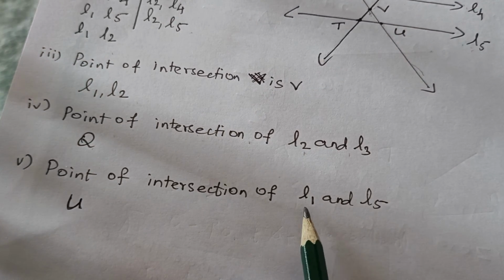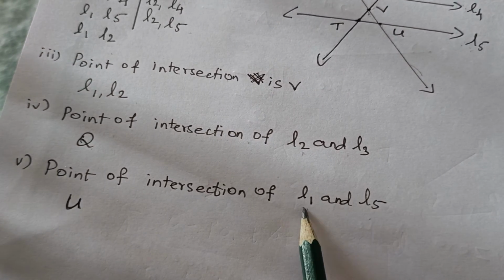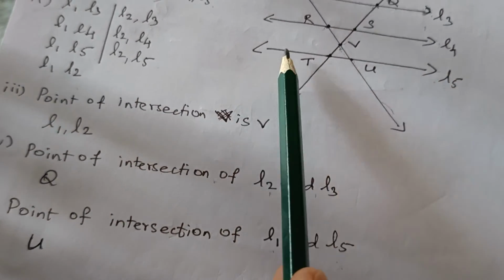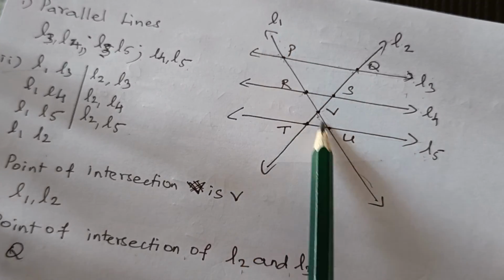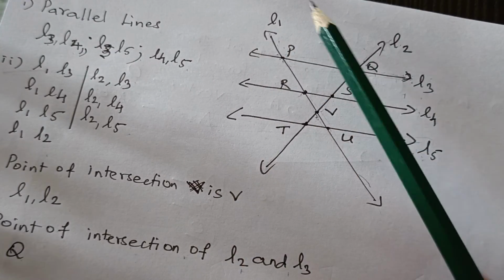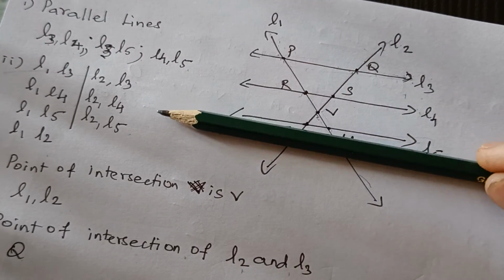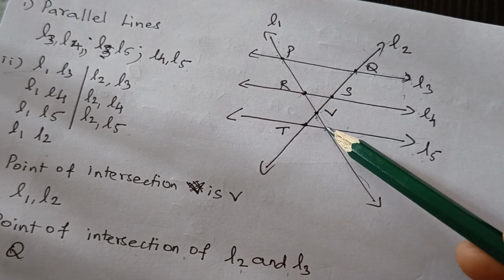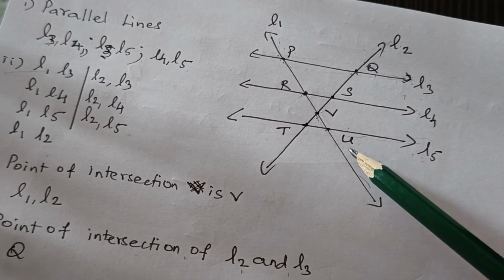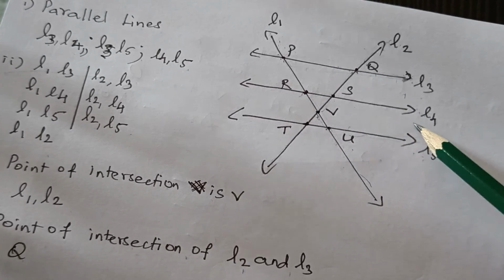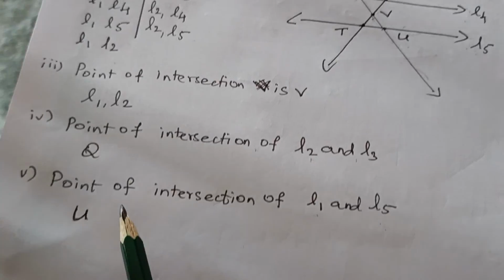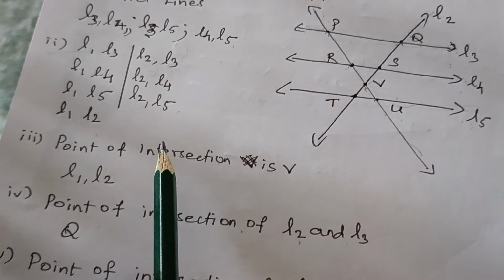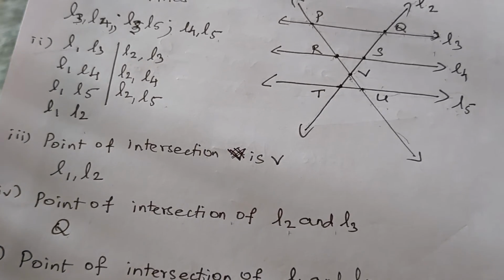Next, the point of intersection of L1 and L5, line 1 and line 5. Line 1 is here and line 5 is here. Where are they meeting? They are meeting at this point. That is the point U. So the point of intersection of line 1 and line 5 is U. Okay, now you have got an idea about finding the parallel lines, intersecting lines and the point of intersection.